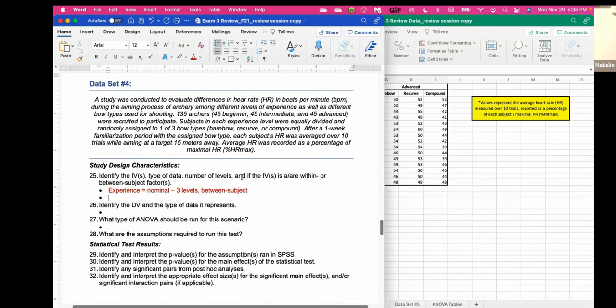Our other independent variable is going to be the type of bow that was used. Also nominal because they're in categories. And this one also has 3 levels and is also a between subject factor. The key in the research scenario is that people were equally divided and randomly assigned to one of 3 bow types.